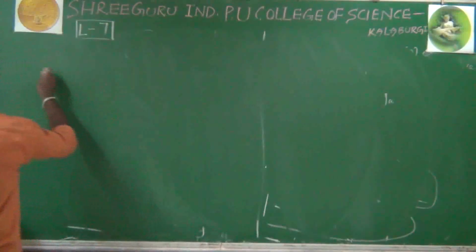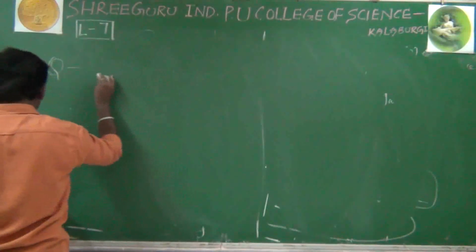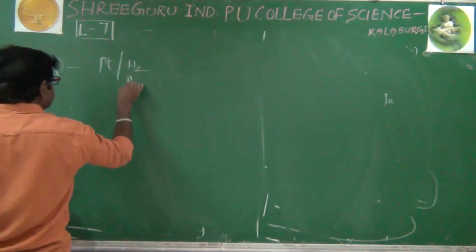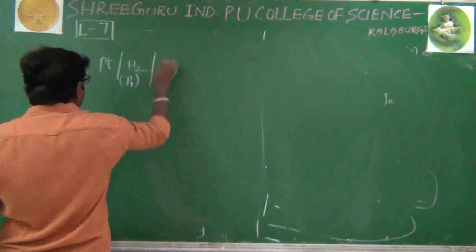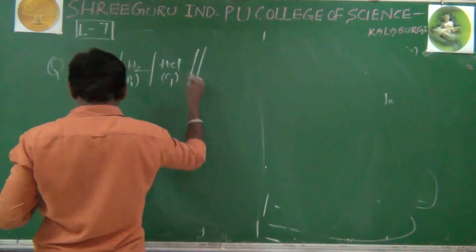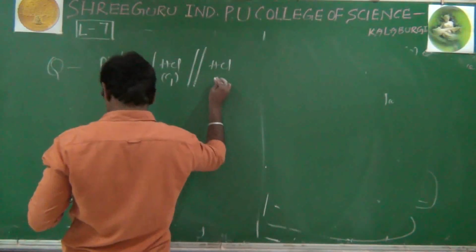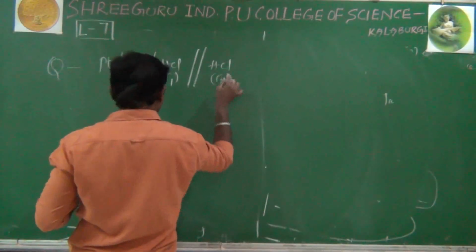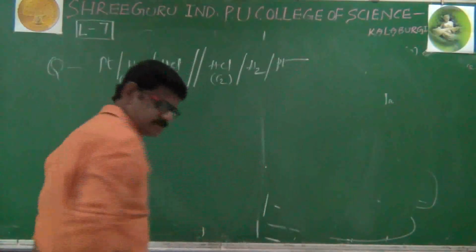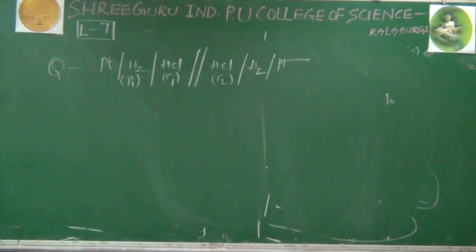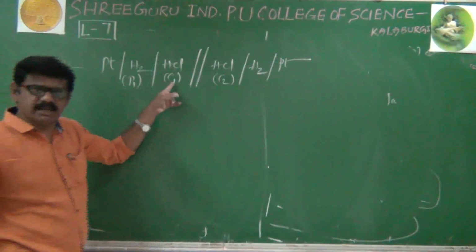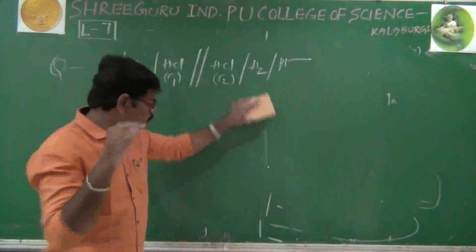Next question is: Pt, H2, its pressure is P1, dilute HCl, concentration is C1, salt bridge, HCl, concentration is C2, dilute H2, Pt, that's it. Now, one symbol has been given. By using this symbol, again as it is, we have to write the cell potential formula.